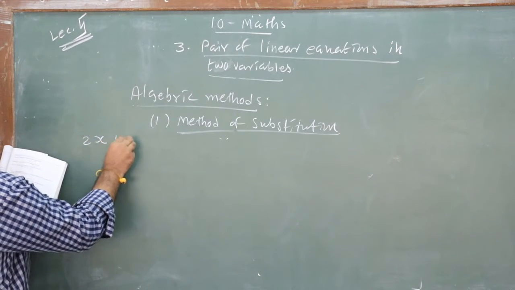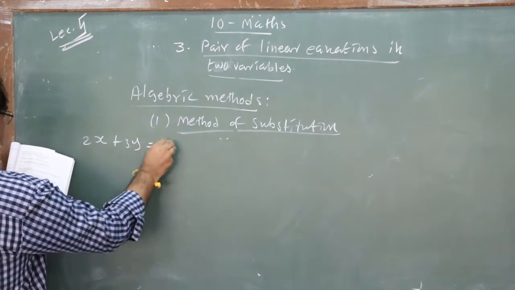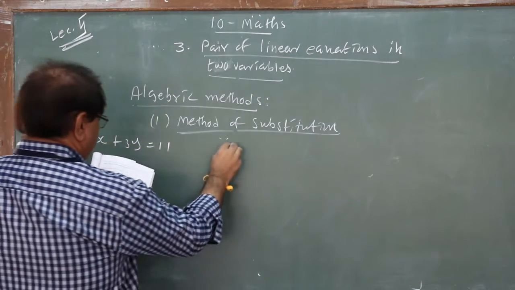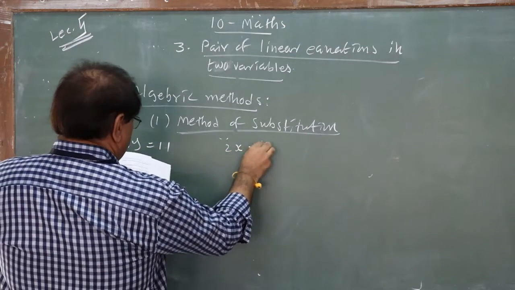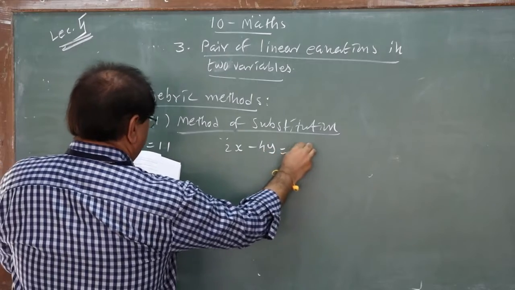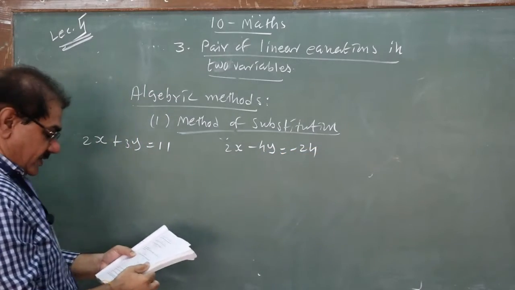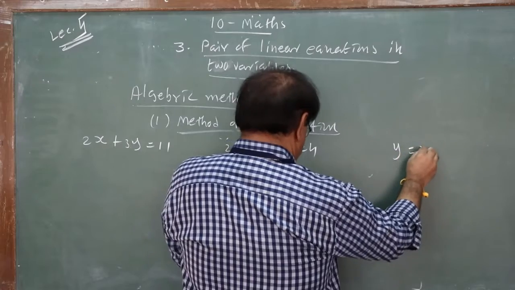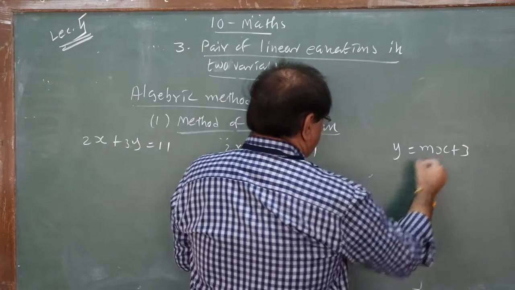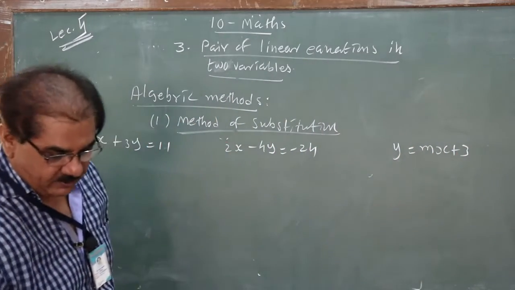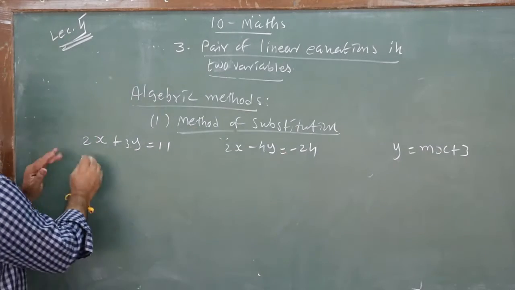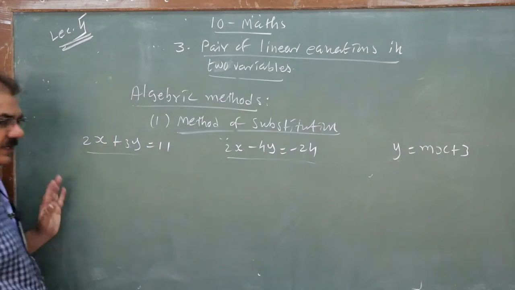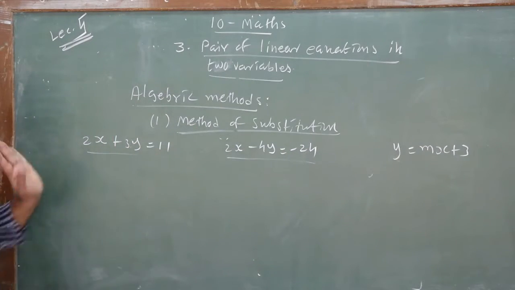Solve 2x plus 3y is equal to 11 and 2x minus 4y is equal to minus 24. And after that, you have to find out the value of m if y is equal to mx plus 3. So actually, these are your first two regular equations. Solve them as you know.